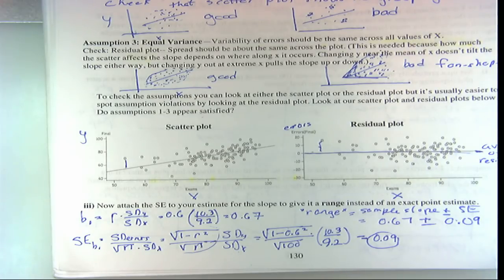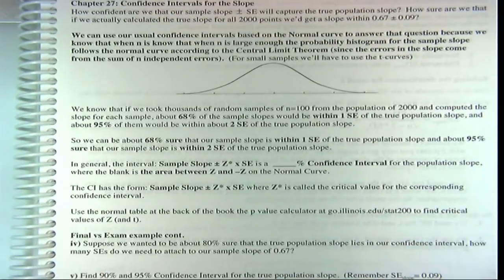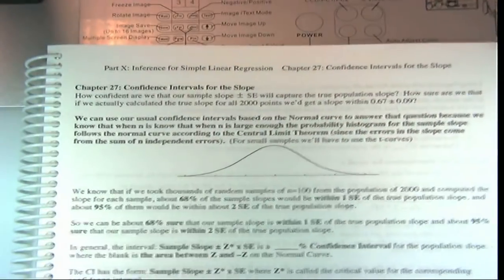So that's the idea, and now let's just do confidence intervals. So we've already done this before, and we're going to just do the same thing now for the slope. We're going to use either the z or the t curve. All right, so any questions so far? Any questions at all? Nope. All right, so here's our old friend, the confidence intervals.